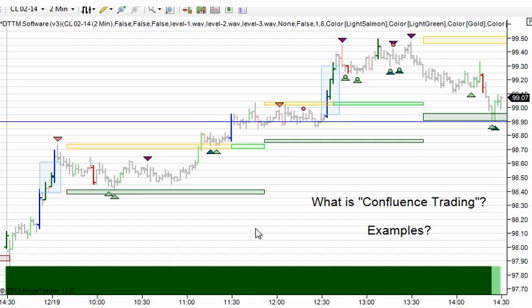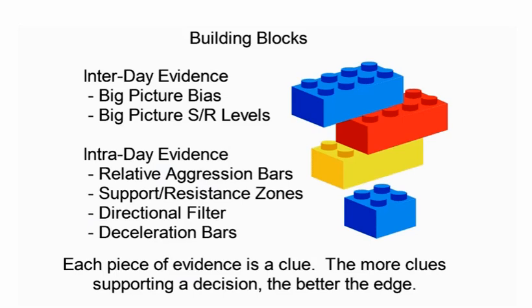So let me just talk about what confluence trading is first. It's the idea of waiting for a lot of things to come together at once to give you a good situation. You think about the old movie, The Perfect Storm. It was a confluence of like three weather patterns that created this once in a century type of storm. So when a lot of things come together, it forms a more complete picture.